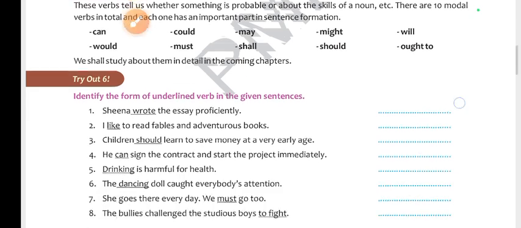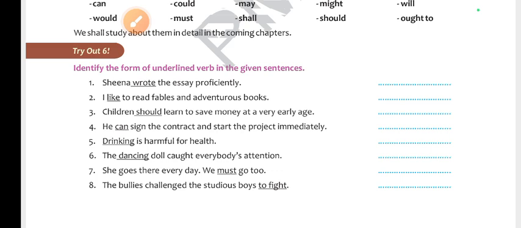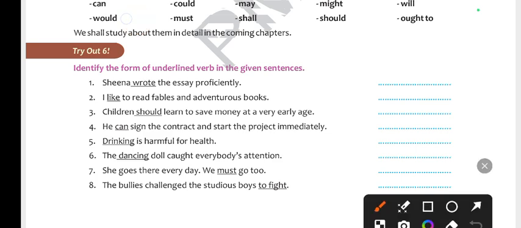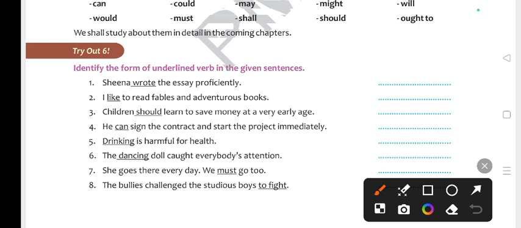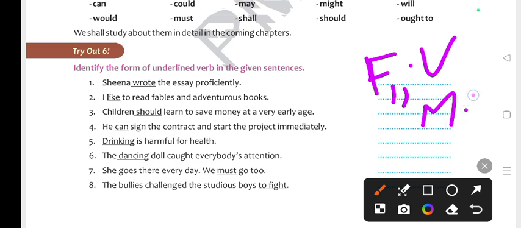Alright, let's understand. Try out 6. Identify the form of the underlined verb in the given sentence. Sheena wrote the essay proficiently. Here wrote is finite because it will change according to the subject. I'm just writing here FV so that you can understand. Next, I like to read fables and adventure books. This is again a finite verb. Children should learn. Should is modal. So I'm just writing here MV.